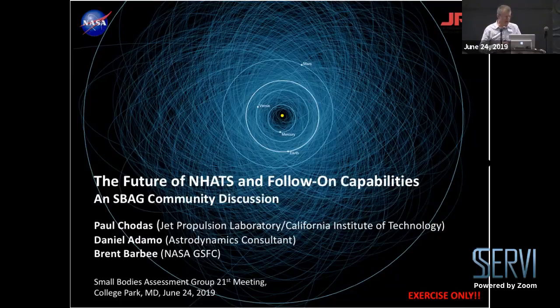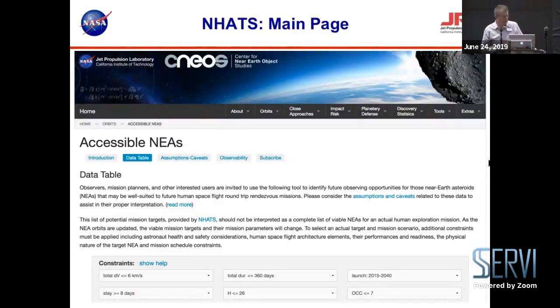Okay, NATS. This is the main page. When you Google NATS and you come to our website, it's all about accessible NEAs, and these are NEAs that are accessible for human spaceflight. That was the original intent of NATS. Now, if they're accessible to human spaceflight, which involves a round trip, they are also going to be accessible for robotic missions as well at some level.